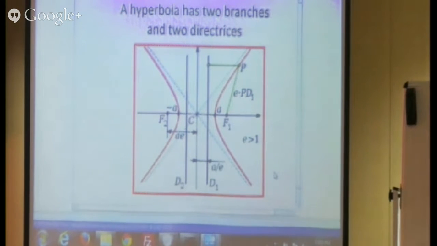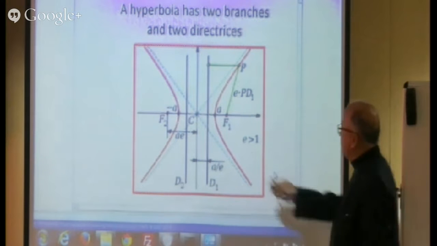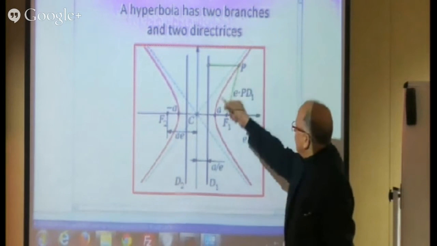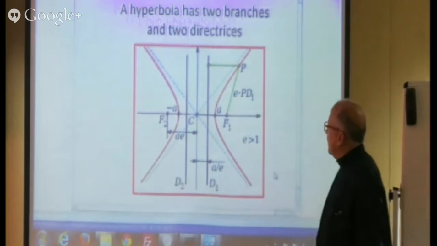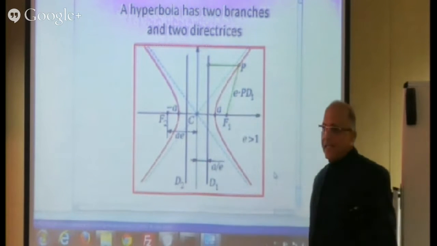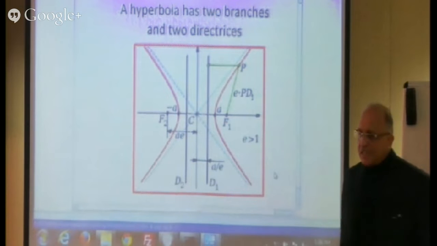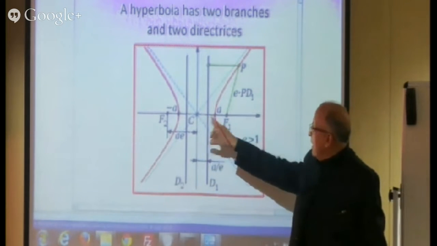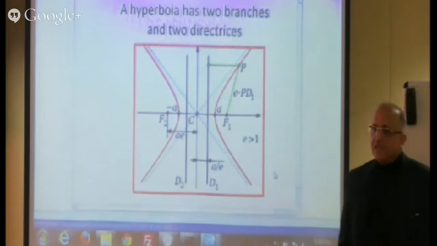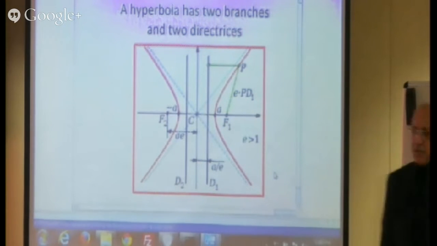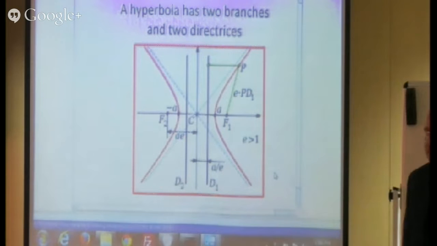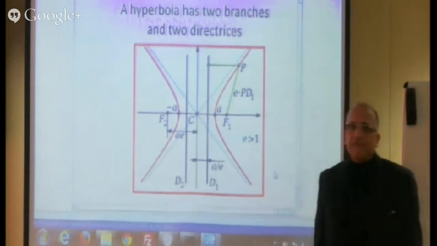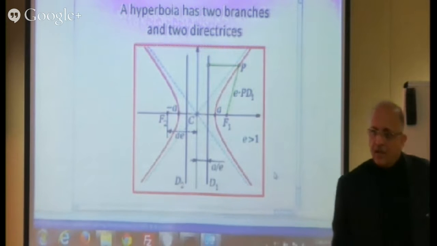And if the point C and this point where your hyperbola is intersecting the x-axis, if this distance between C and this particular point is a, then we say that the coordinates of this point are a, 0 and the coordinates of this point are minus a, 0. These are the vertices of the hyperbola.